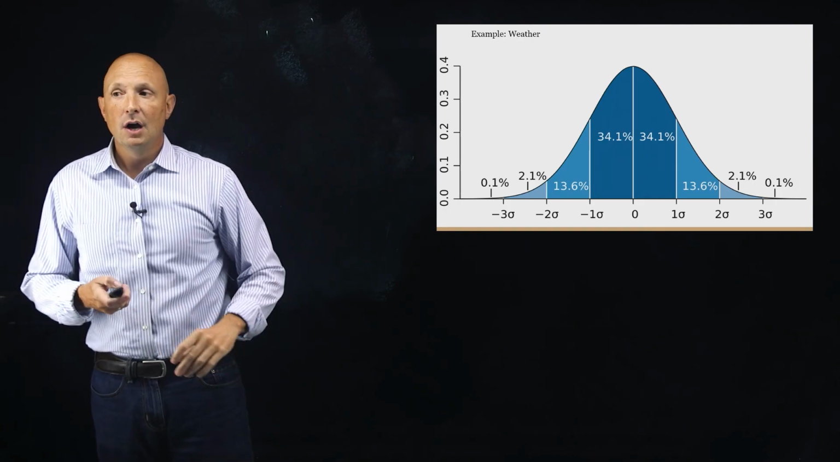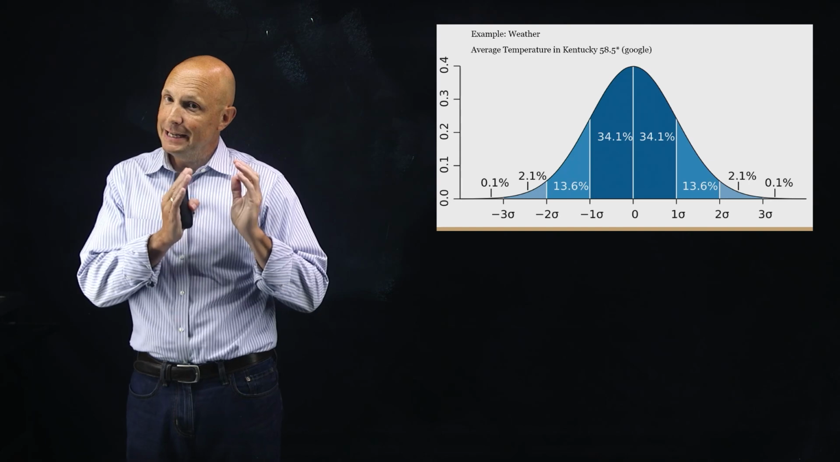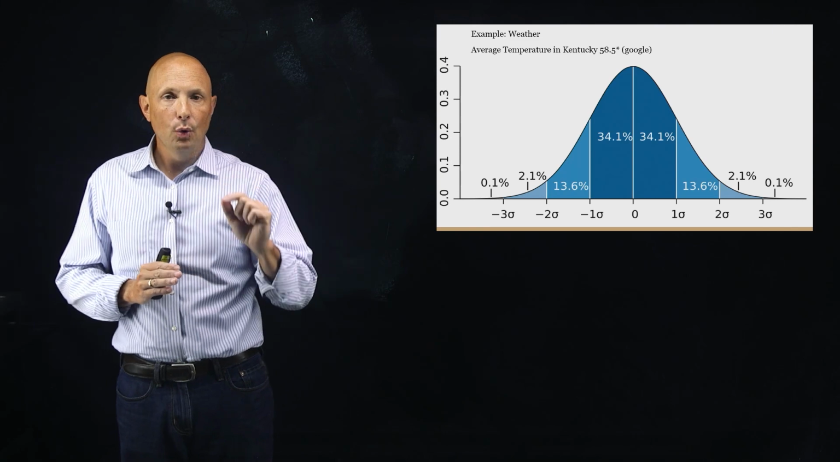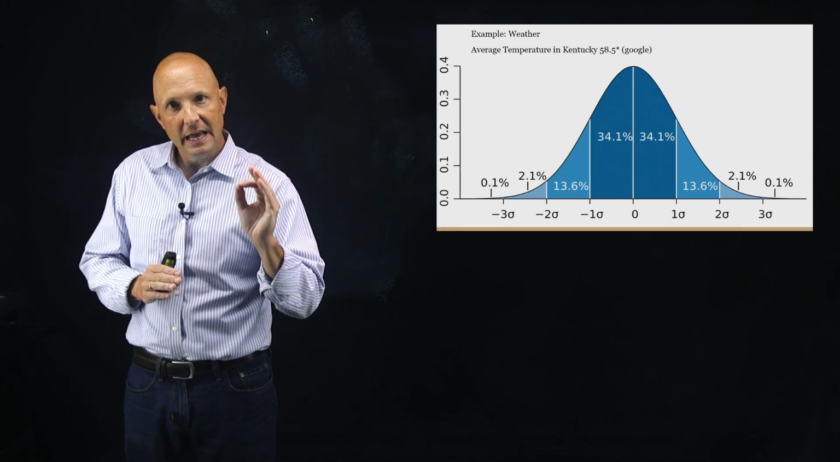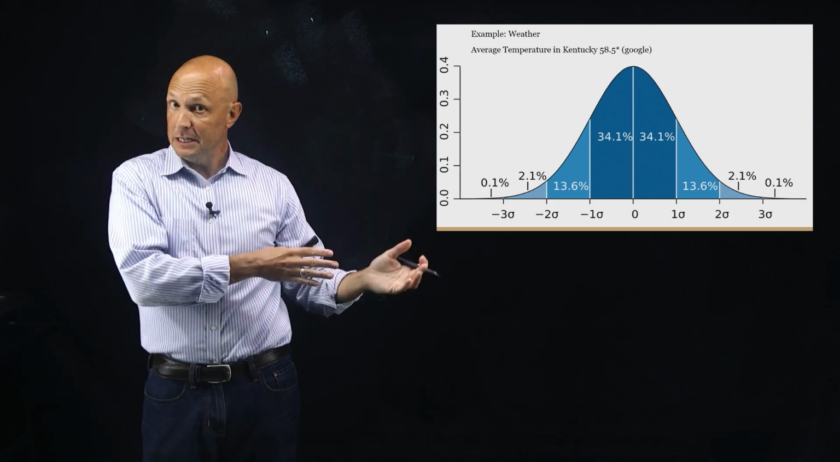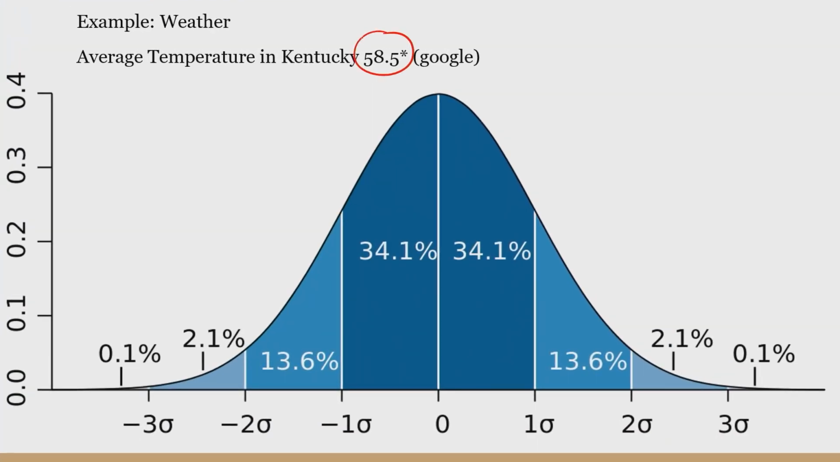Now, according to the worldwide Google search, the average temperature in a given year in the state of Kentucky is 58.5 degrees. So, if I were to chart all these down, add them up, divide by 365, I would get the 58.5. So, I'm going to put that right in the middle. This is the 58.5. This is the average. Remember, all the data in here makes up all the different temperatures that we have. But the average is 58.5.